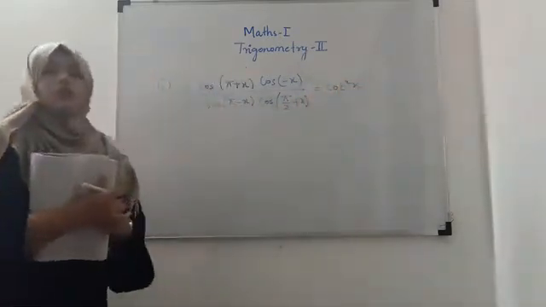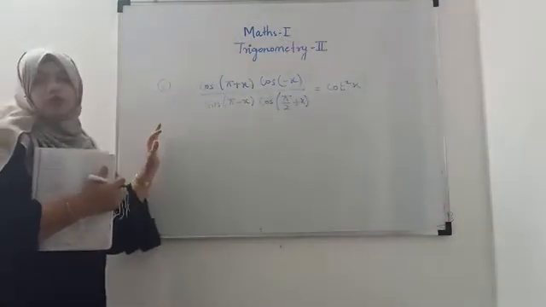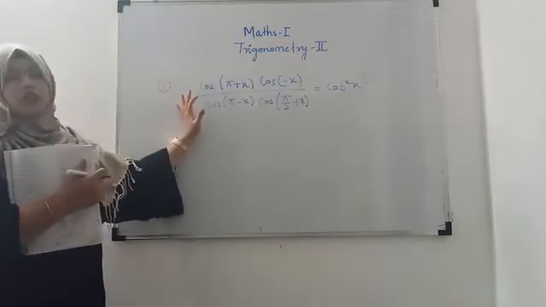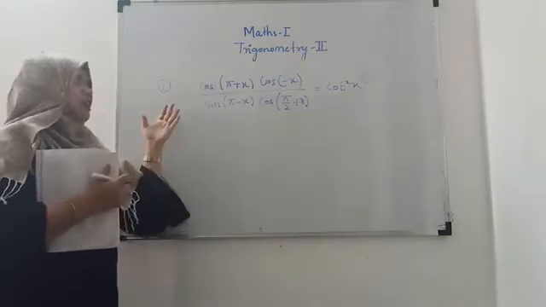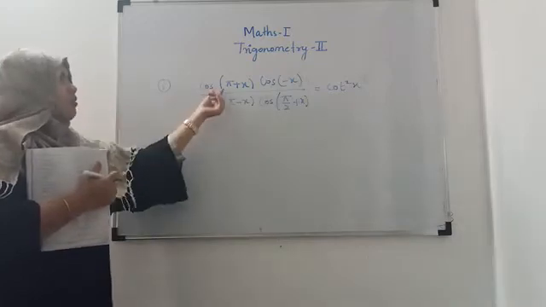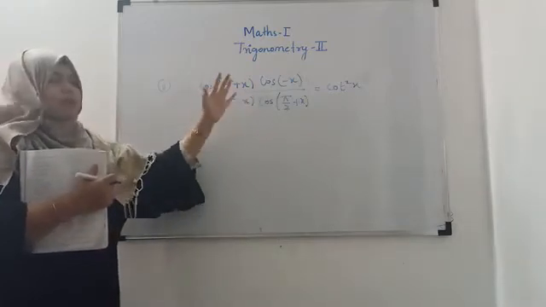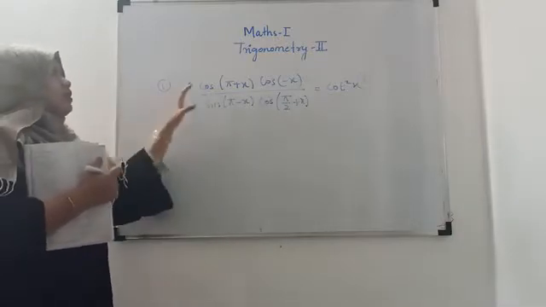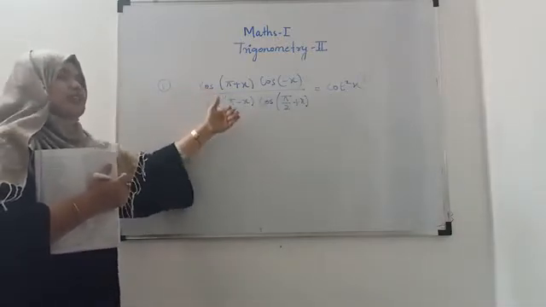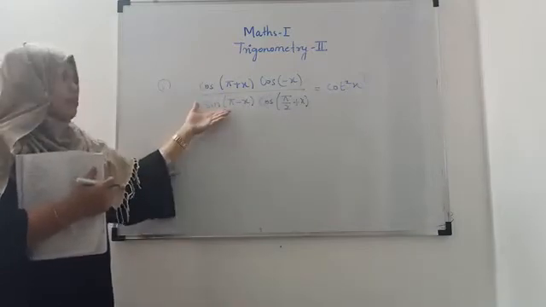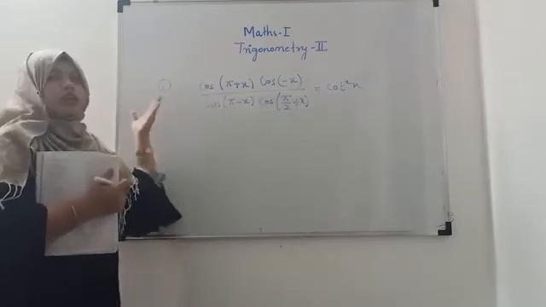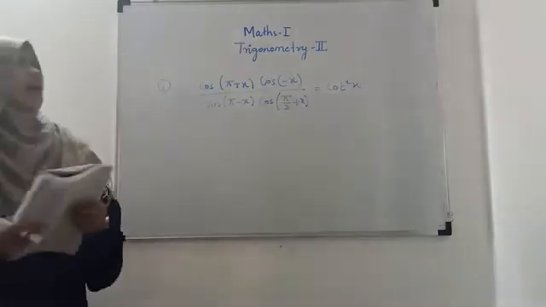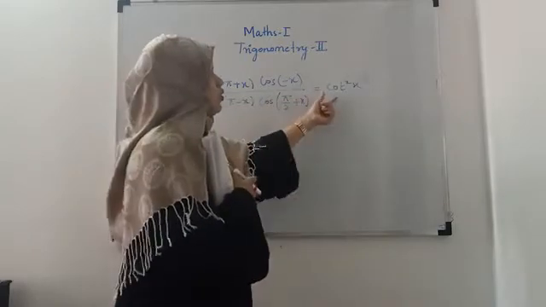To solve these types of problems, you should know the formulas of allied angles. Without that, you cannot solve this problem. It may be solved by splitting using the formulas of cos(a plus b) and cos(a minus b), but that will be very time consuming. So if you want to get the answer in 2 or 3 steps, you should learn the formulas for the allied angles. Now we'll start. We have to show this LHS is equal to RHS.